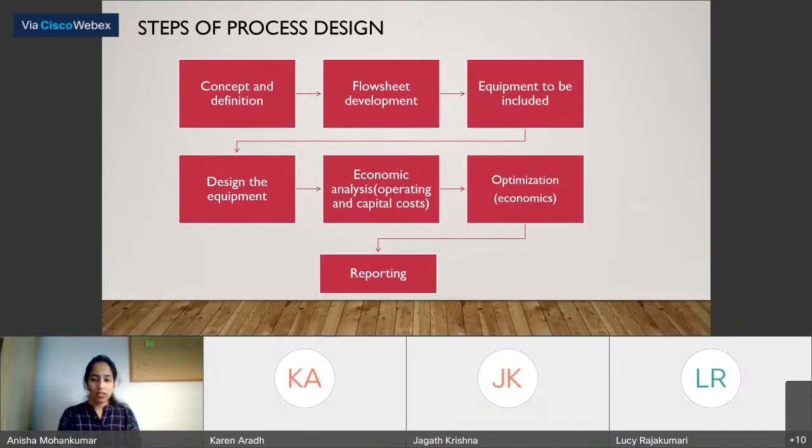So, what are the basic steps of process design? First of all, we need to know the concept and definition of the process. What kind of process are we going into? What is the product that is to be produced?